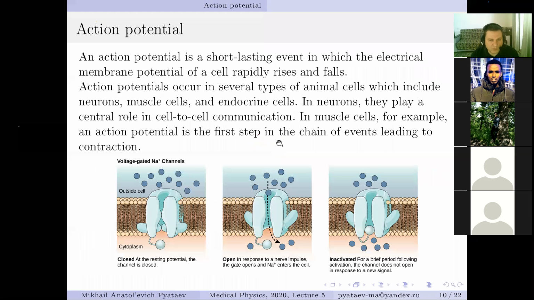Now let us discuss some biological terms related to the electric field. If we discuss the electric fields produced by the heart, we should first discuss how electric potentials appear in our cells. So here is the slide describing the appearance of action potential.